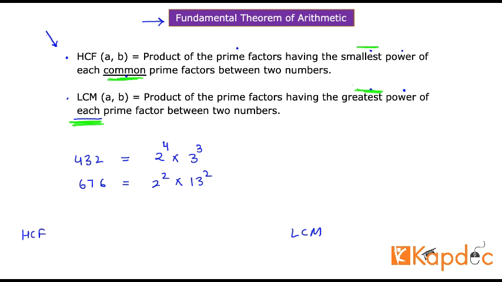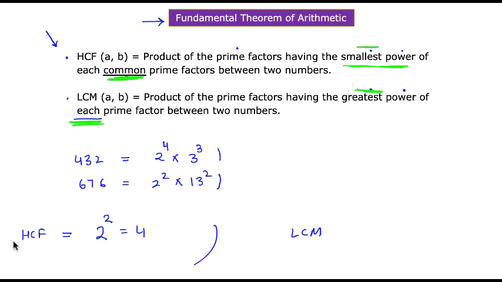Now take a look at our definition. The HCF is the product of the prime factors having the smallest power of each common prime factor. Now, what is a common prime factor between these two numbers? Yes, I see 2, so I will write 2 here. And the smallest power is 2. So HCF is 2 to the power 2, and that's it. 3 is not common, 13 is not common, so we stop here. So this is my HCF, which is 4. We are done with that.